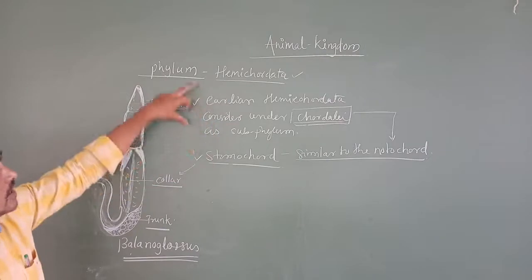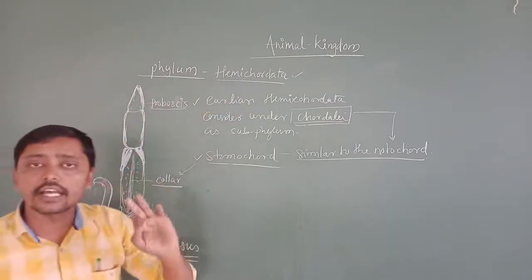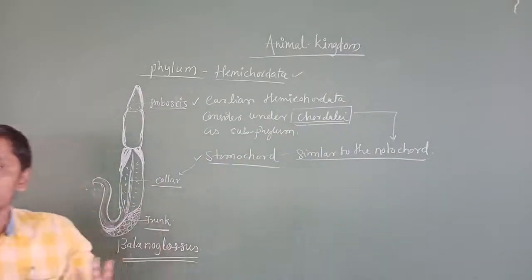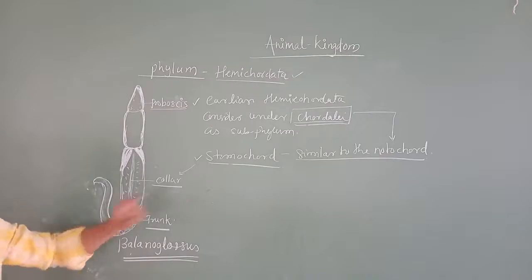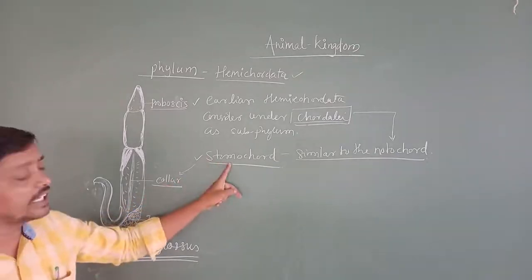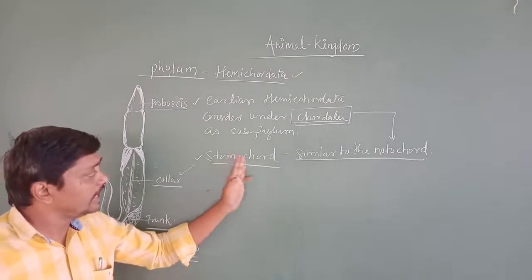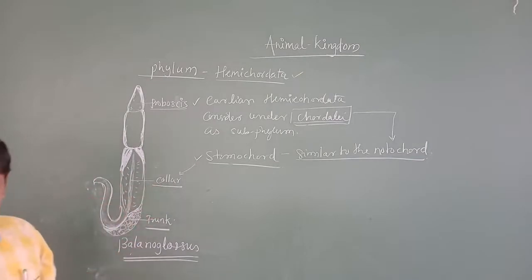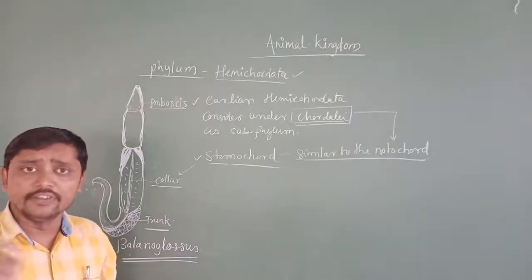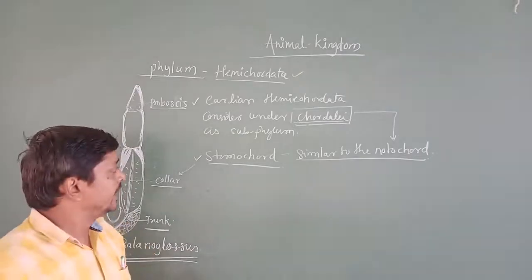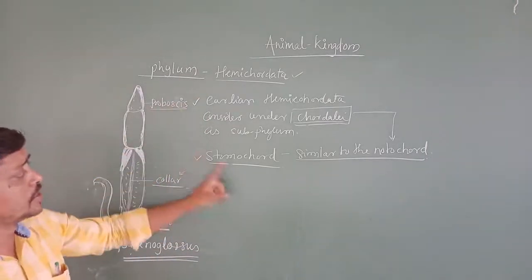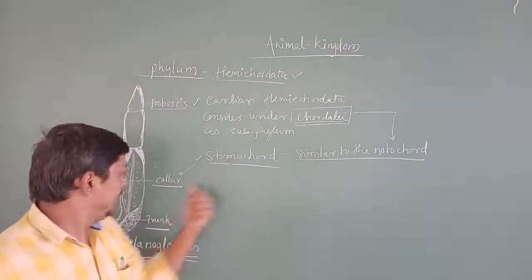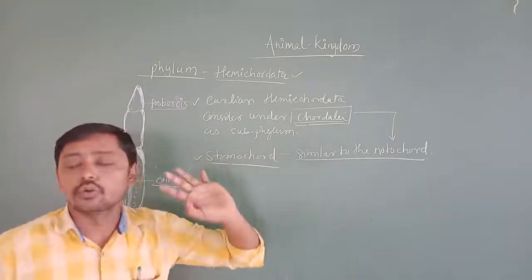Understood? So, what is the first general character of the phylum Hemichordata? Hemichordates were earlier considered a subphylum under Chordata. Hemichordates have a rudimentary stomochord that is similar to the notochord in the collar region. Understood? In the collar region. You can write this in your notes. Rudimentary stomochord is present in a collar region, which is similar to the notochord.